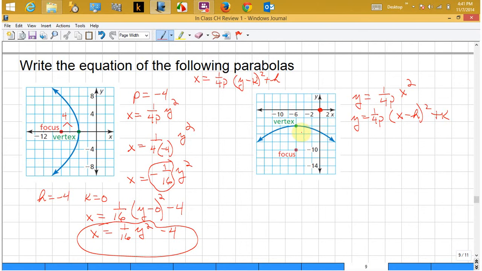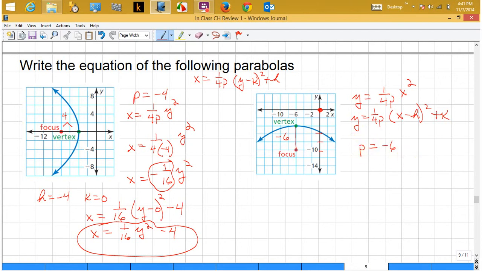And it looks to me like this is also going by 2's. So we got 1, 2, 3 divisions. So this distance here is a negative 6 between the vertex and the focus. So p is a negative 6.